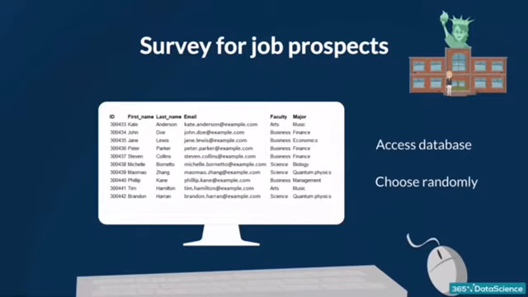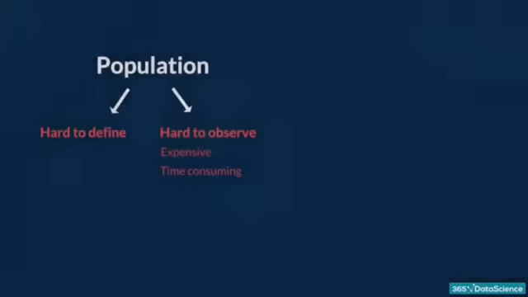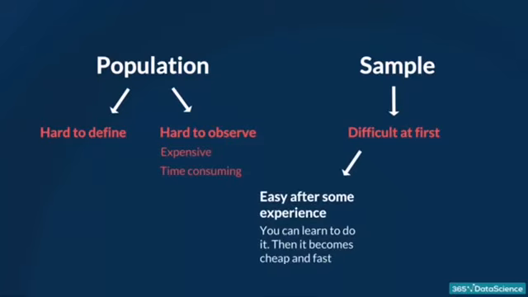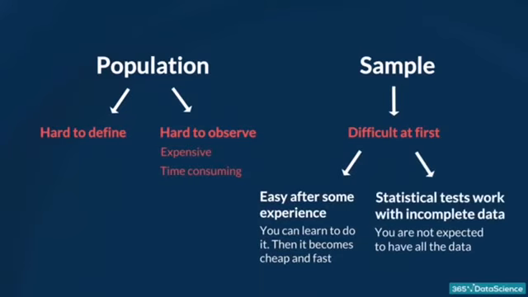However, such surveys are almost impossible to conduct without assistance from the university. We said populations are hard to define and observe. Then, we saw that sampling is difficult. But samples have two big advantages. First, after you have experience, it is not hard to recognize if a sample is representative. And second, statistical tests are designed to work with incomplete data. Thus, making a small mistake while sampling is not always a problem.